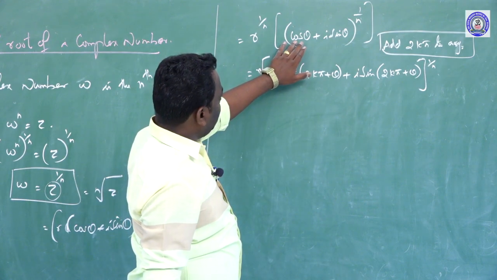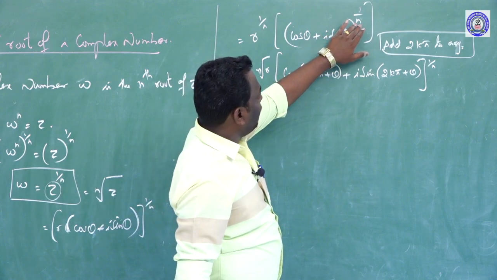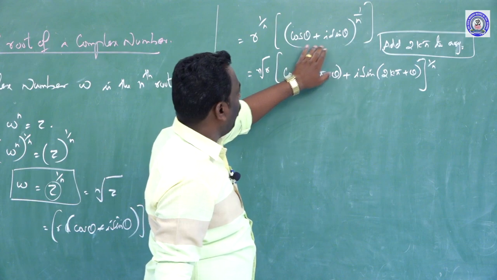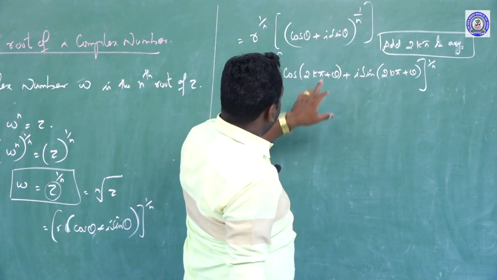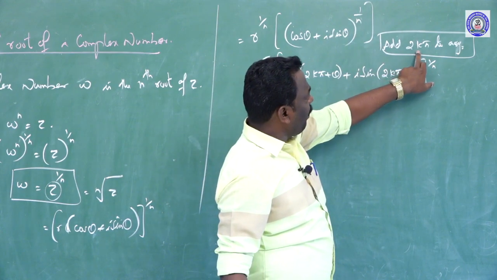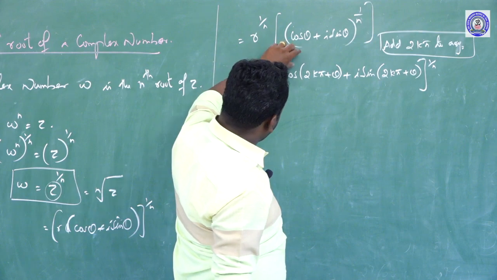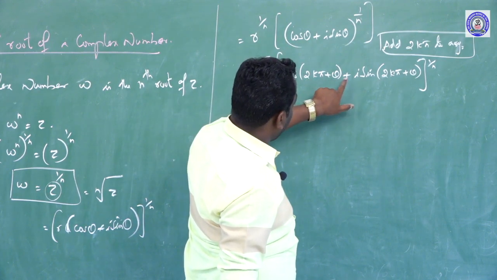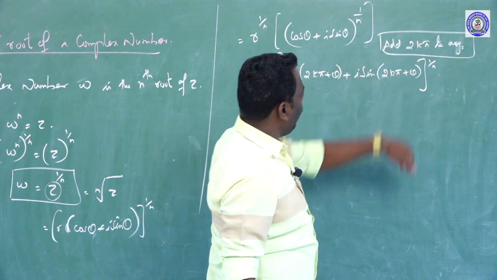So we convert the given complex number into polar form, separate the r term, and keep the polar form cos θ plus i sin θ with power 1 by n. Before bringing the power in, we add 2kπ to the argument. What is the argument here? It is θ. So cos of (2kπ + θ) plus i sin of (2kπ + θ), and the whole power 1 by n stays as it is.